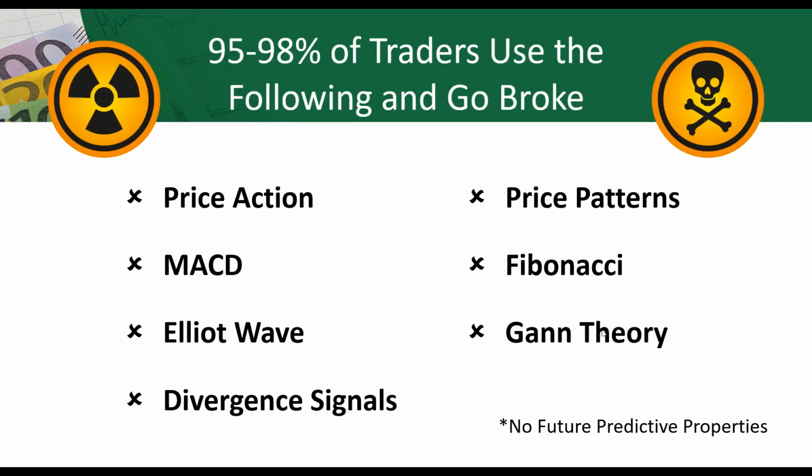So why do they say that 95 to 98% of traders go broke or stop trading or give up? Because they're trying to trade with the same old things that everybody else has been teaching that really just don't work: price action, MACD, Elliott wave, price patterns, Fibonacci. Again, this is a 50-50 deal when you trade this, and it's all in what you see on the chart. If you do trade Fibonacci, how do you know which really are the areas to pull the Fibonacci from? None of these have any future predictive properties.